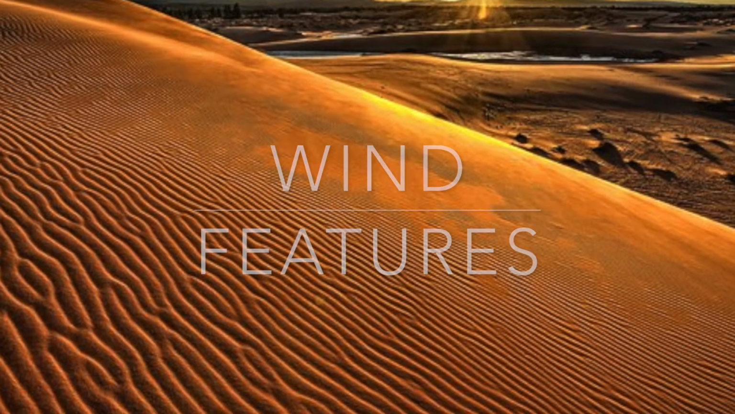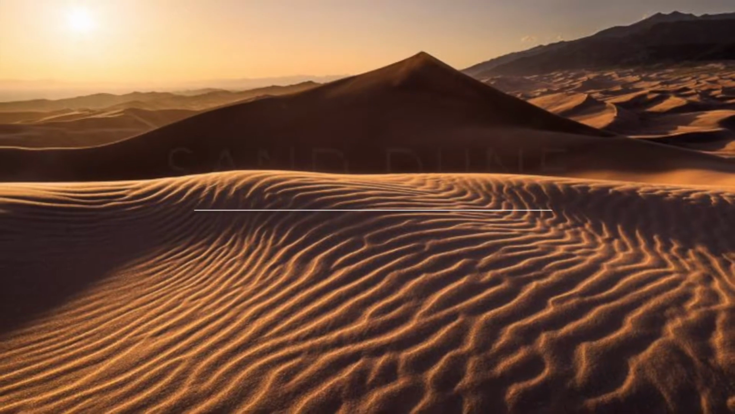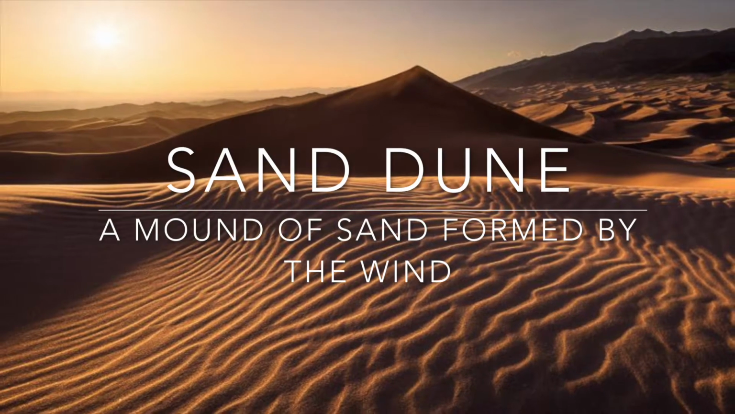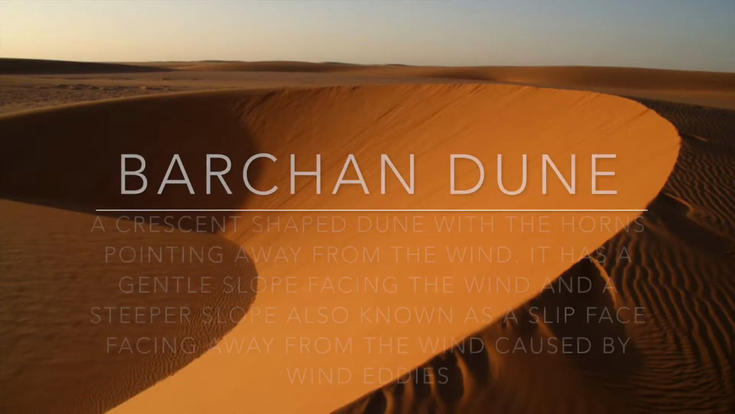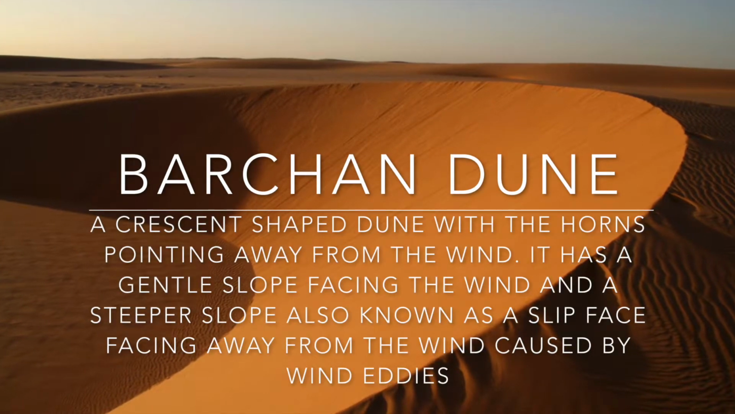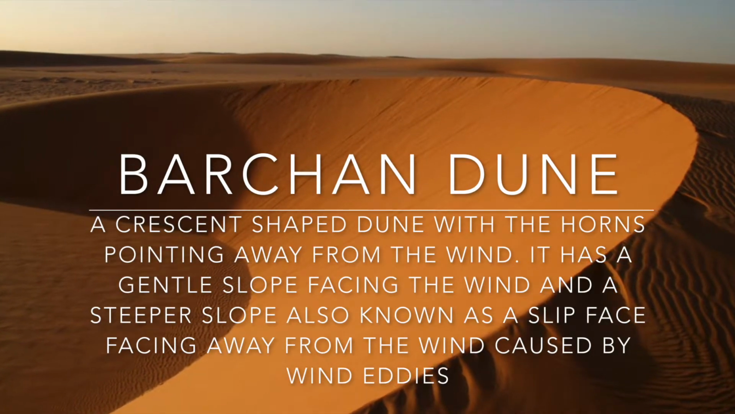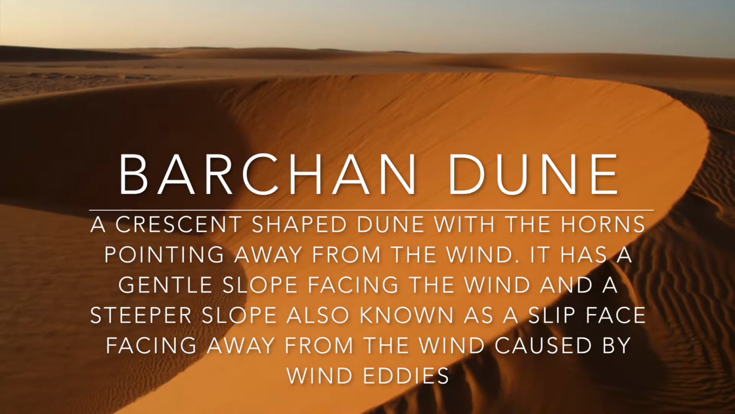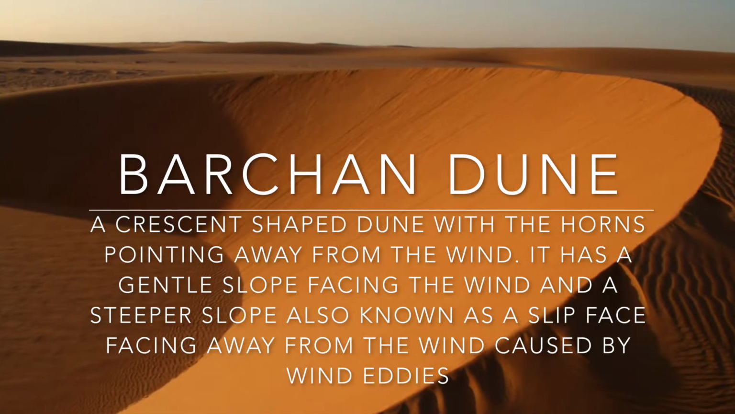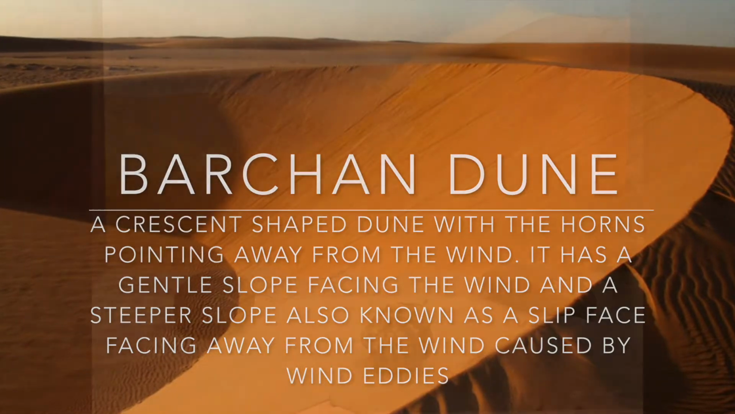Wind features. A sand dune is a mound of sand formed by the wind. A barchan dune is a crescent-shaped dune with the horns pointing away from the wind. It has a gentle slope facing the wind and a steeper slope, also known as a slip face, facing away from the wind caused by wind eddies.